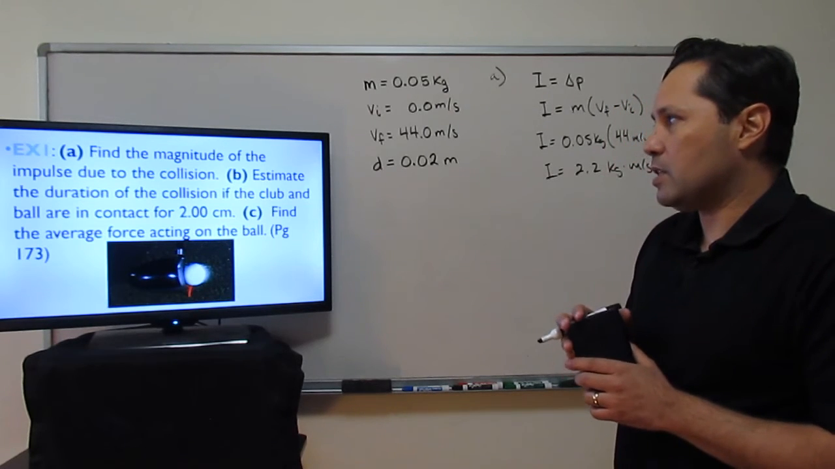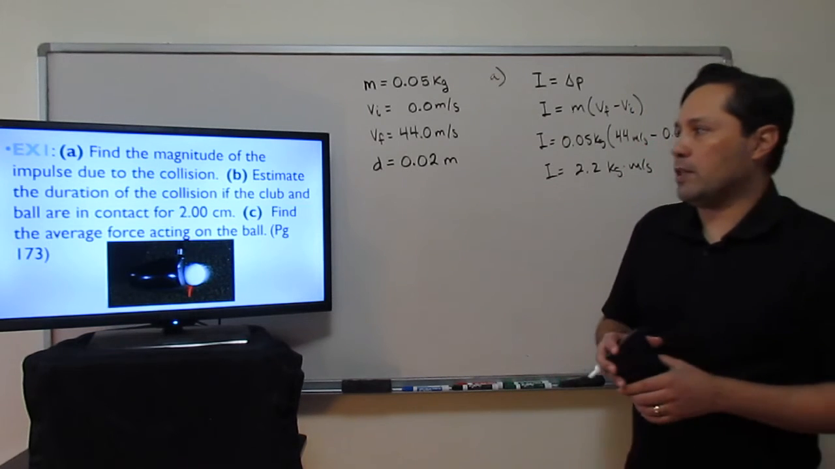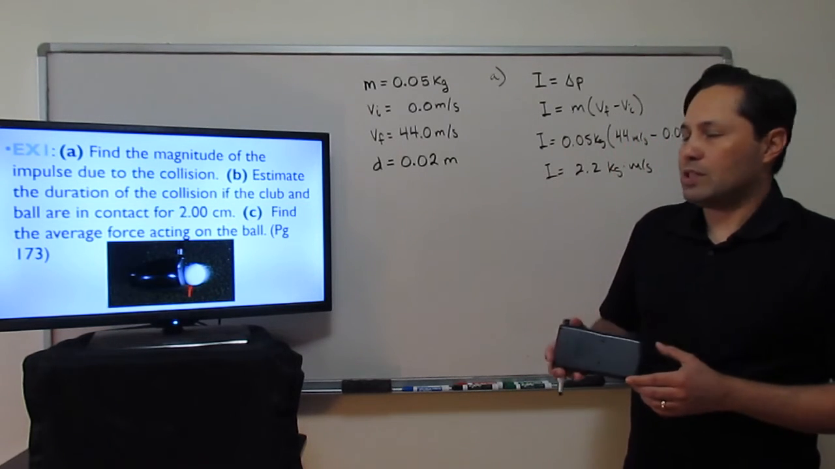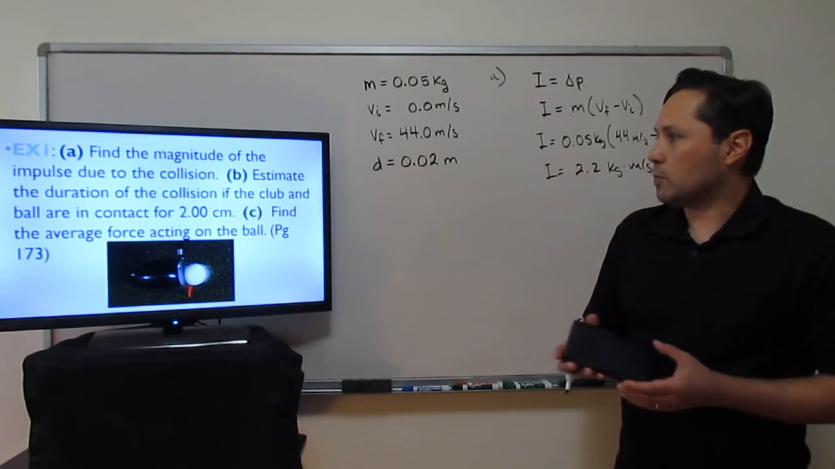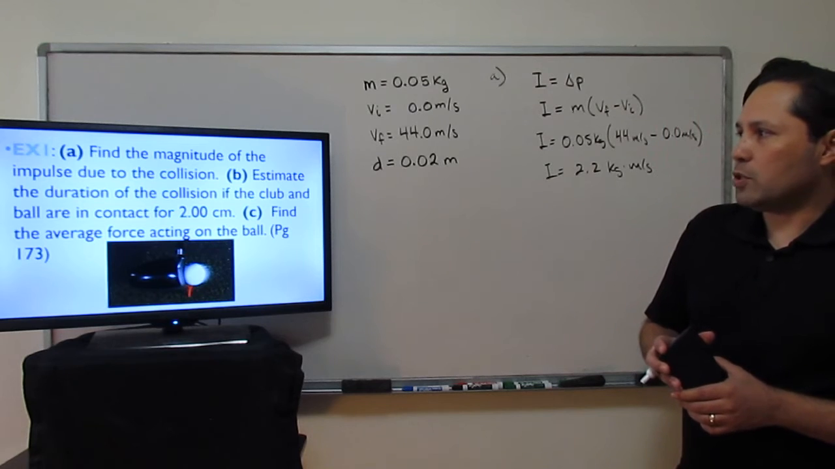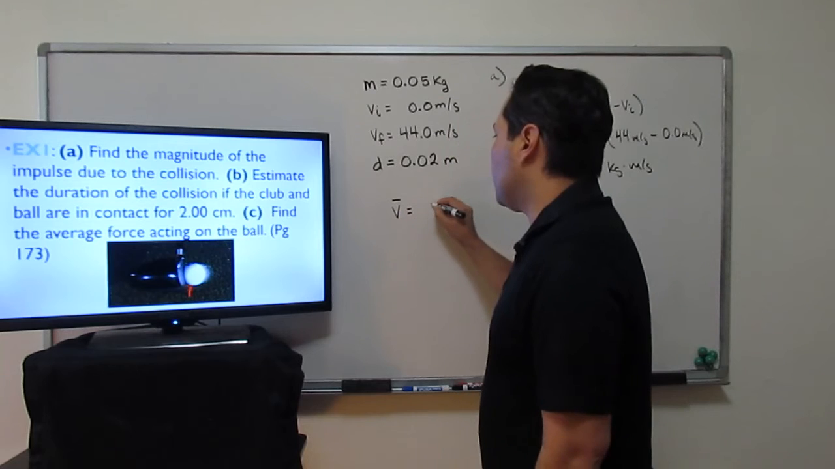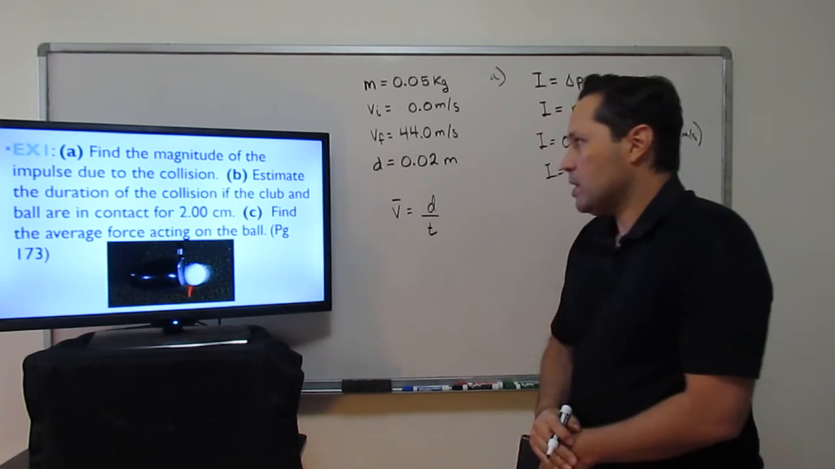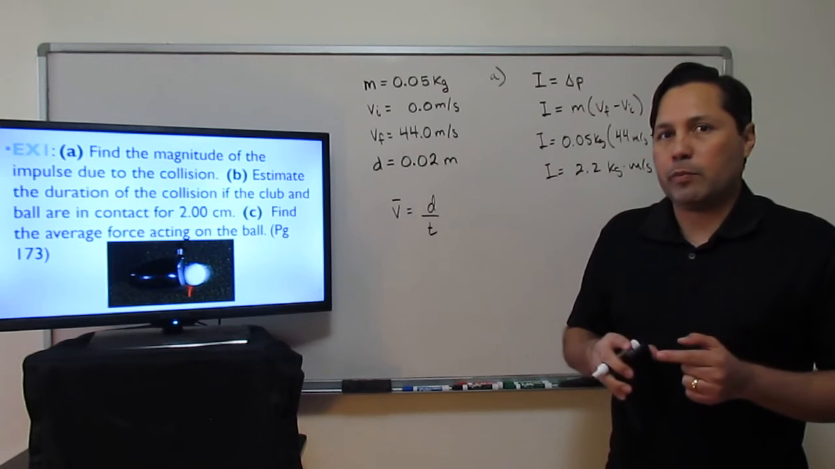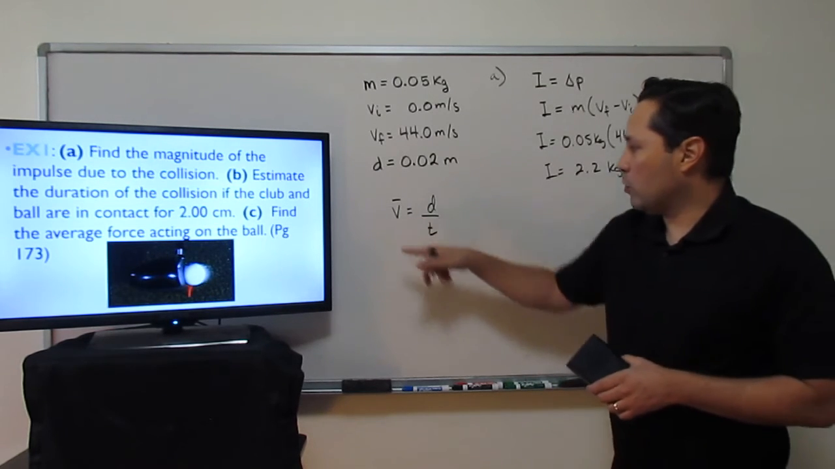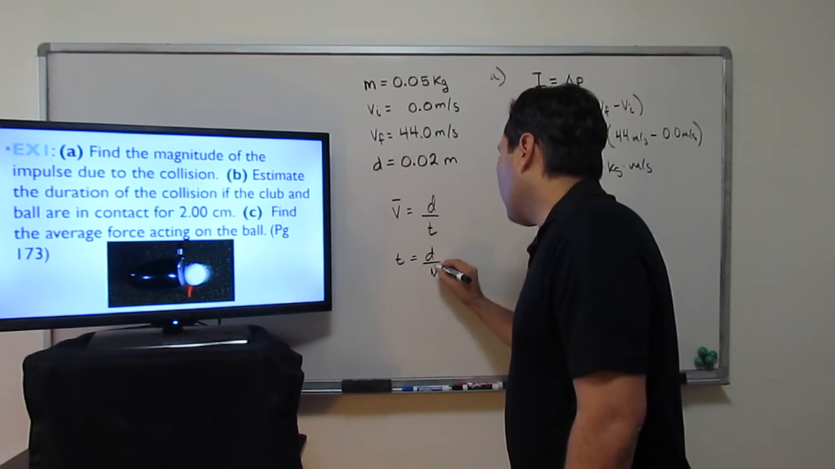In this one, they ask you to estimate the duration of the collision if the club and the ball are in contact for a distance of 2 centimeters, which is again 0.02 meters. The duration of the collision is going to be the following. We know that the average velocity is equal to displacement over time, and the time is what we're looking for, which is how much time the ball and the club are making contact. So we're going to move this around a little bit to solve for the time, so it's really displacement over the average velocity.